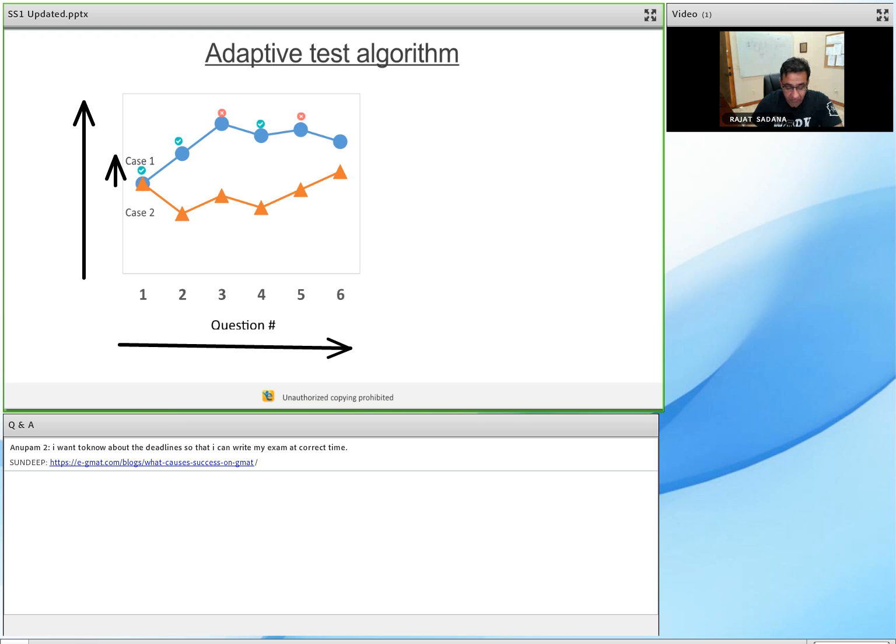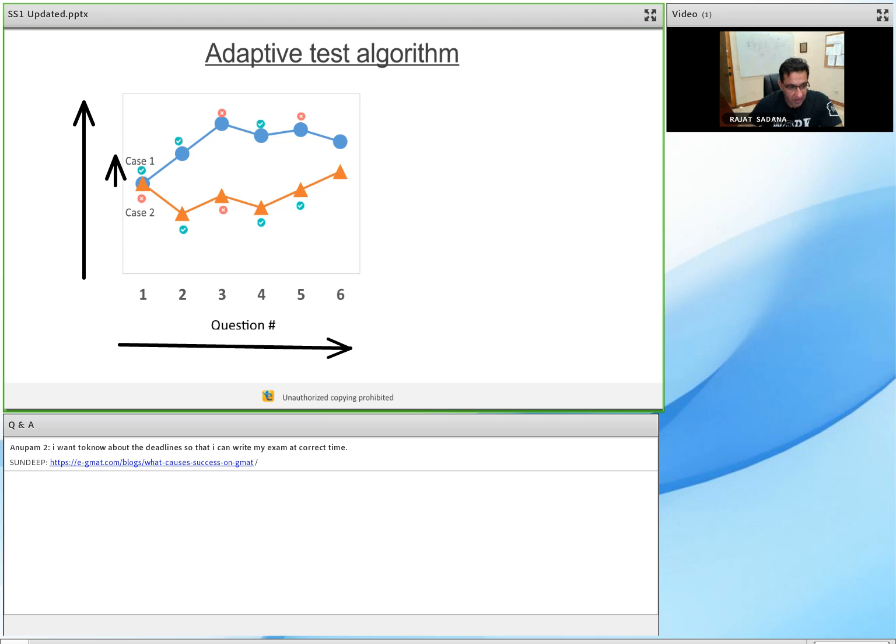Case 2 or student 2 gets the first question, same median difficulty level question, gets that wrong. Gets the second question, lower difficulty, gets that right. Third question, slightly higher difficulty level, gets that wrong. Fourth question, slightly lower difficulty level, gets that right. And gets the fifth question right as well.